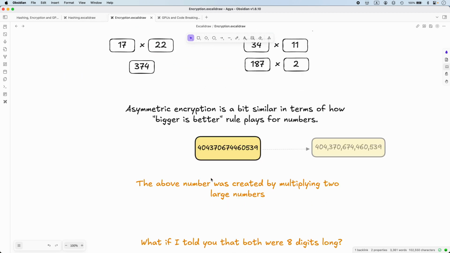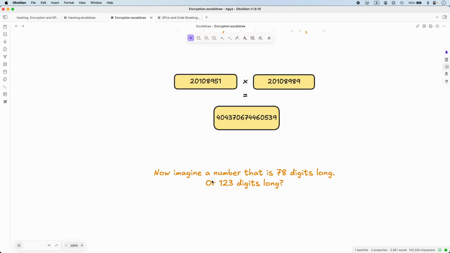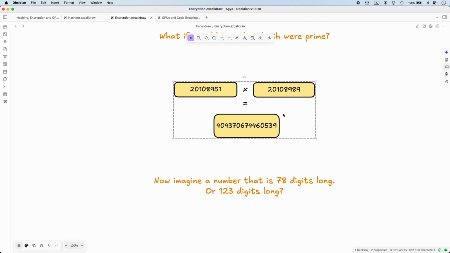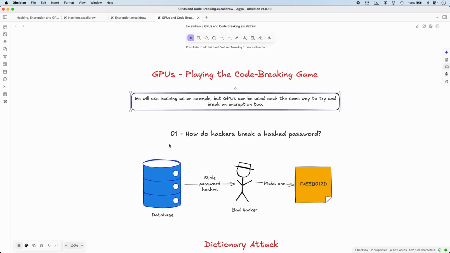I mean, it can be different. There are multiple factors at play here. But if you have to factor a 78 digit long number, I mean, come on, you'll have to go through a very large list of numbers to actually try and break it. Like, what are the factors you're going to guess, right? So, we are going to use hashing as an example here, but a similar approach can be used for breaking an encryption too. So, how do hackers break a hashed password, right?